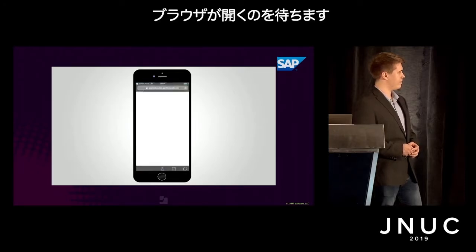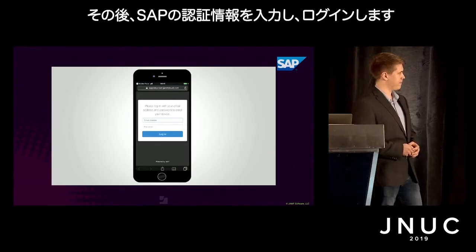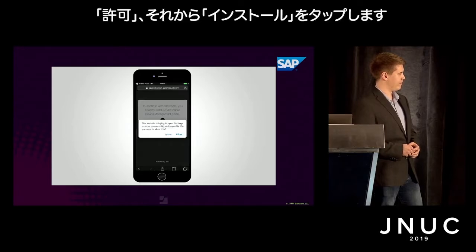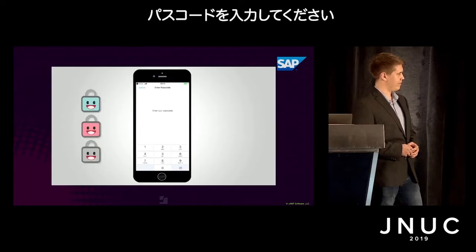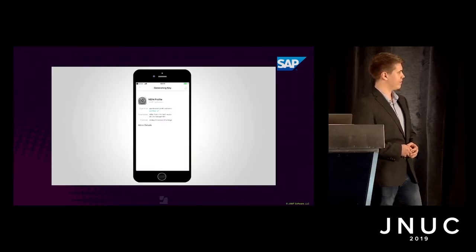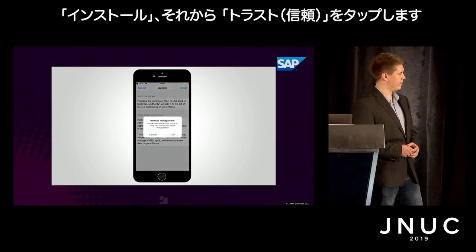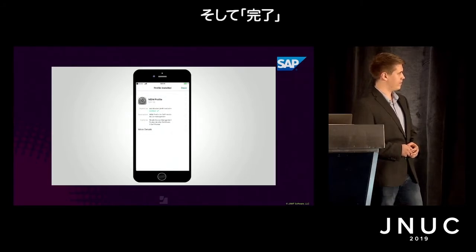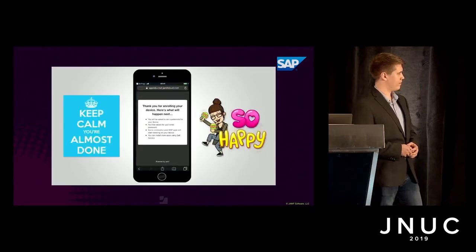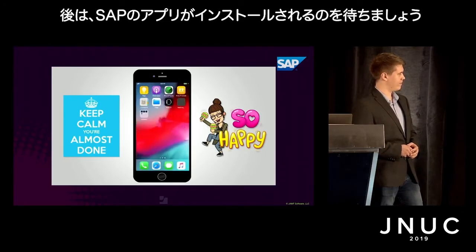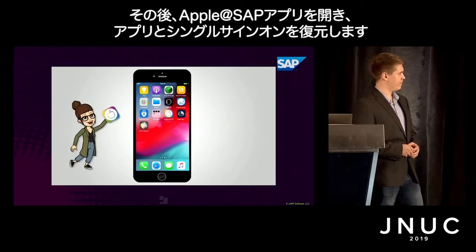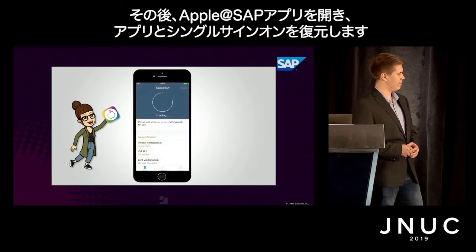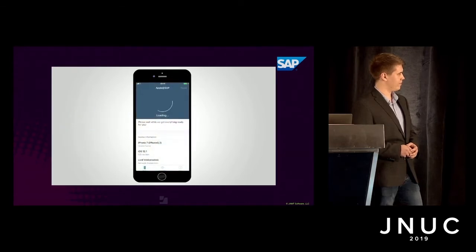Wait for the browser to open, then enter your SAP credentials and log in. Tap Allow. And install. Enter your passcode. Tap Install and Trust. And done. Now, wait for the SAP apps to install. Then, open the Apple SAP app to restore your apps and set up single sign-on.